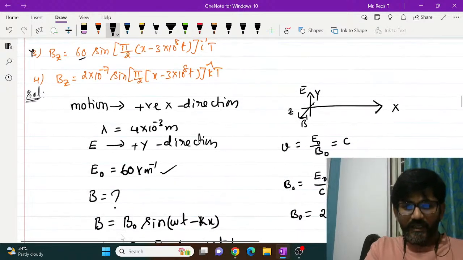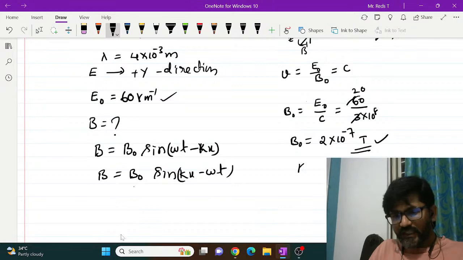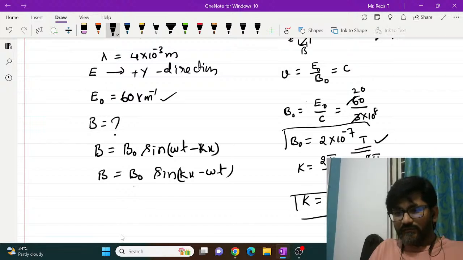Next part, omega t and kx terms, if you have to just cross check. What is k? Here k is equal to the wave number, 2 pi by lambda. Lambda is given, right? What is the lambda value? 4 into 10 power minus 3, so it is equal to 2 pi by 4 into 10 to the power minus 3, so 2 ones, 2 twos. k is equal to pi by 2 into 10 to the power plus 3. This is the B naught value. This is the k value. Now, just cross check.